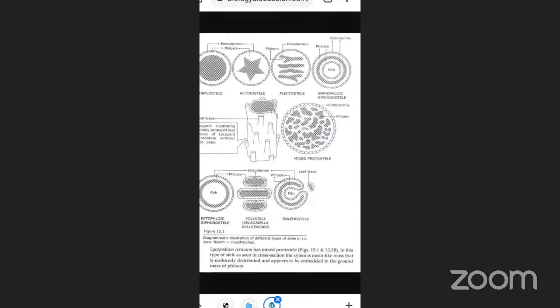Today's class is stellar evolution. This is also asked as an essay question. This is a compulsory question: stellar evolution in Pteridophyta. Heterospory and seed habit is also sometimes asked as short notes.